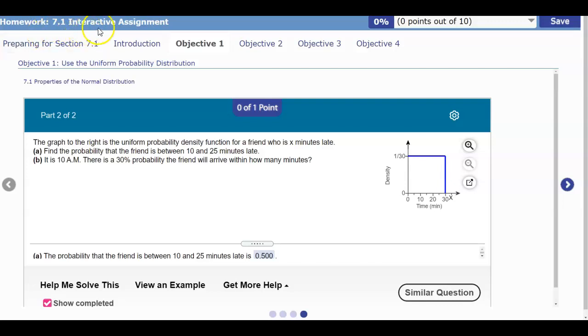Section 7.1 Interactive Assignment, Objective 1. The graph to the right is the uniform probability density function for a friend who is X minutes late. In part A, we want to find the probability that the friend is between 10 and 25 minutes late. And then in part B, it is 10 a.m. There is a 30% probability that the friend will arrive within how many minutes?